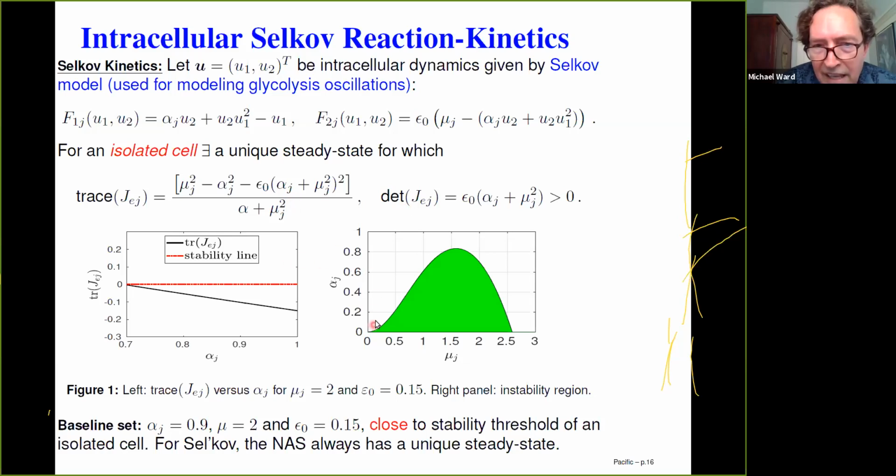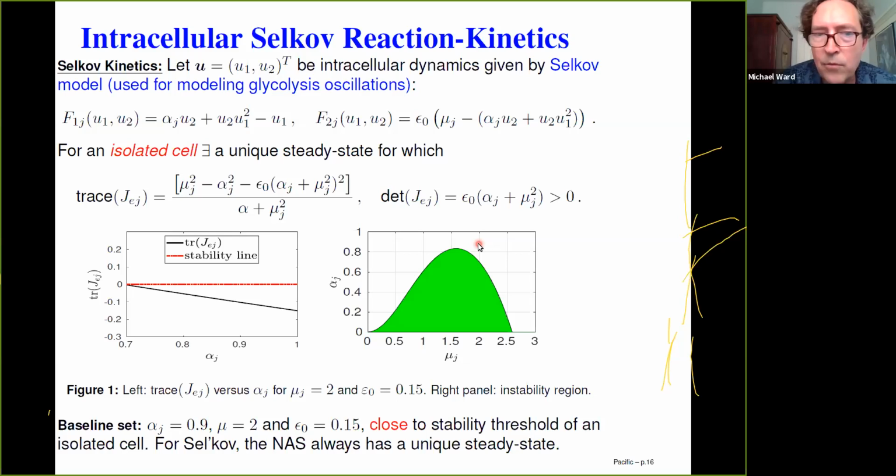And so in terms of these parameters, alpha j and mu j, for a single isolated cell, if you're in this green region, a single isolated cell is unstable to a Hopf bifurcation. There's a limit cycle oscillation and a periodic solution. So I want to be just above this curve, basically here, or maybe just on here. I want to be just a little bit stable, so I'm stable, but due to the coupling with the cells, I can trigger an oscillation.